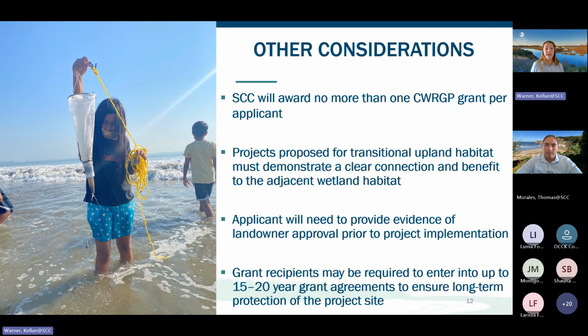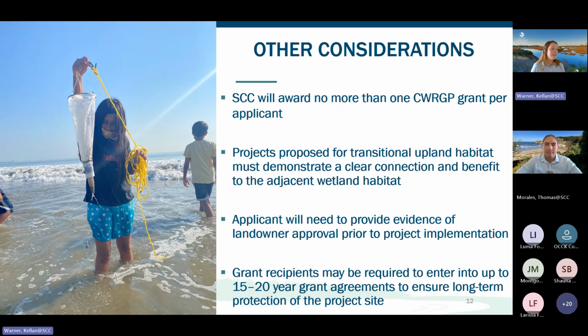And then if the applicant is not the landowner of the project site, you'll need to provide evidence of landowner approval prior to project implementation. This can sometimes delay the timeline for some folks. So if you're applying for this, maybe start thinking about that now. You can ask us for some examples of what that landowner agreement looks like. We're happy to provide a template for you.